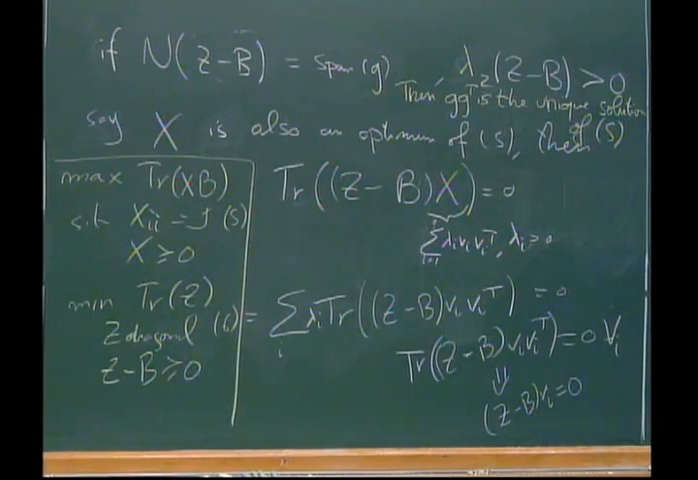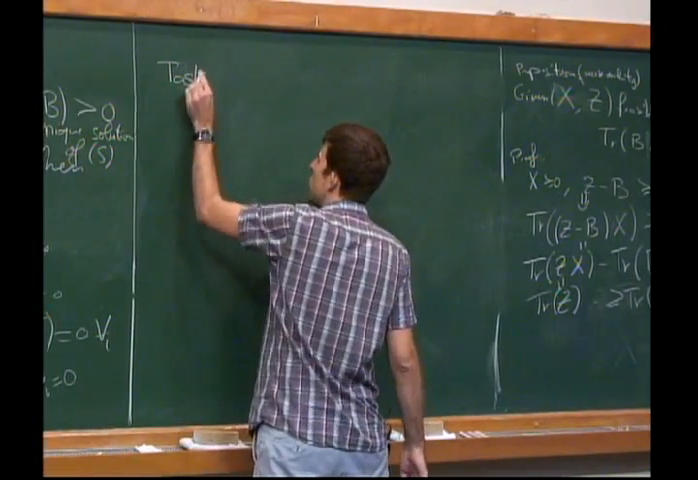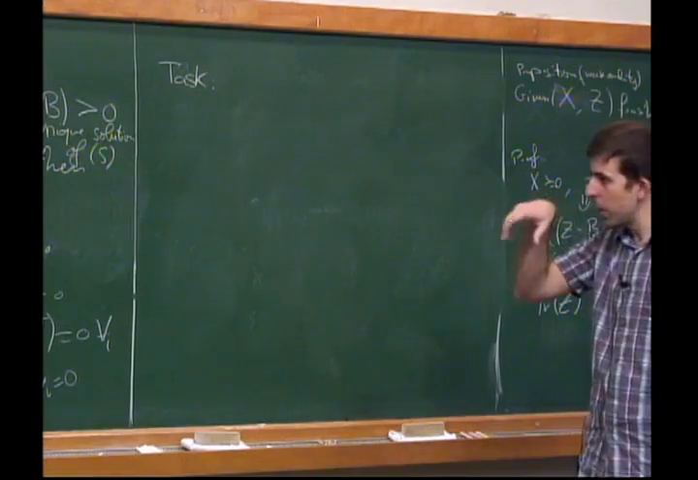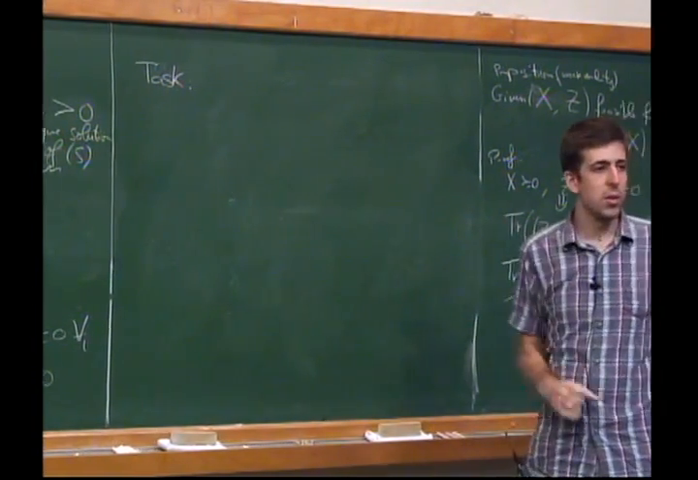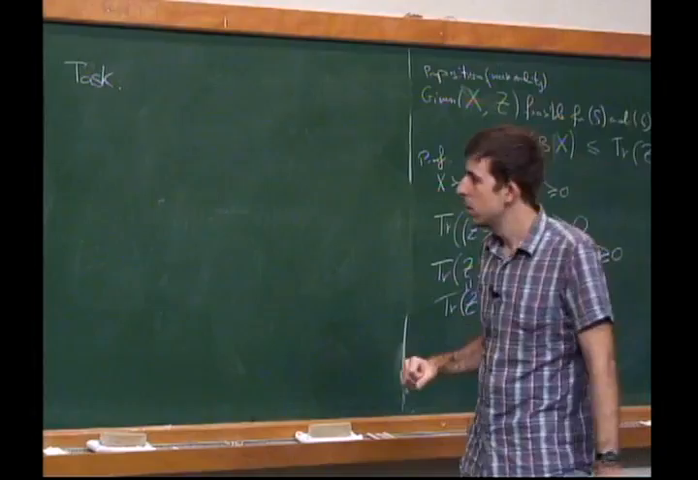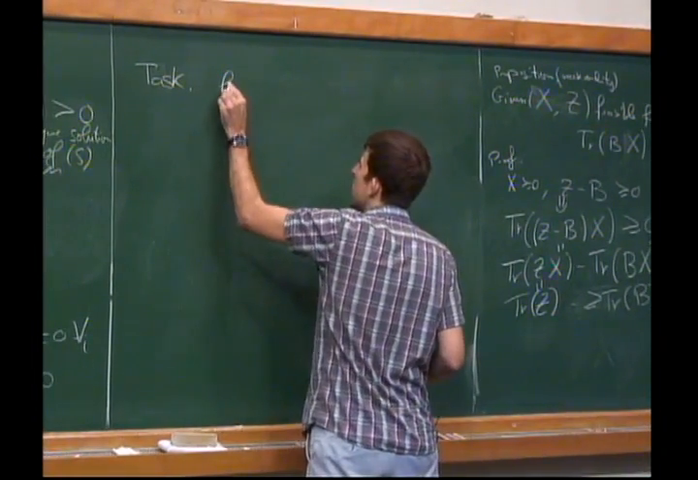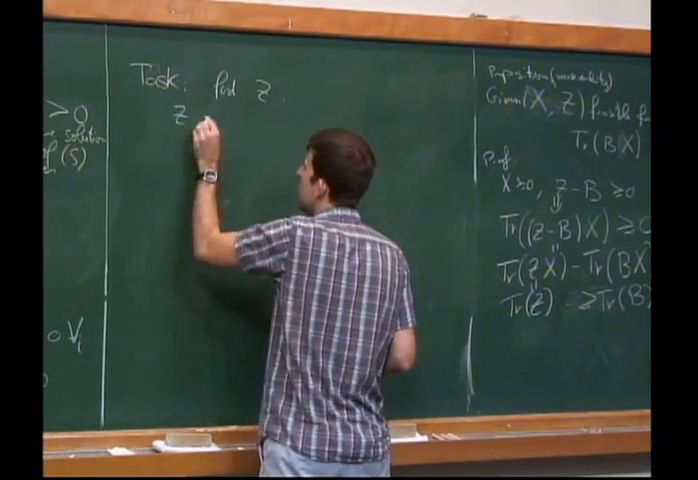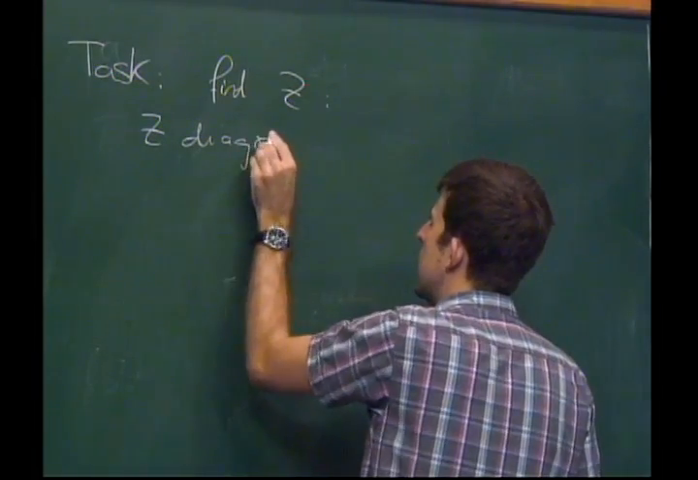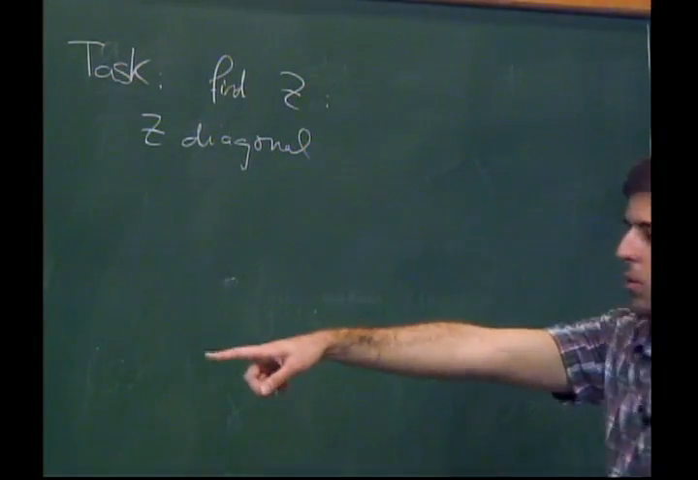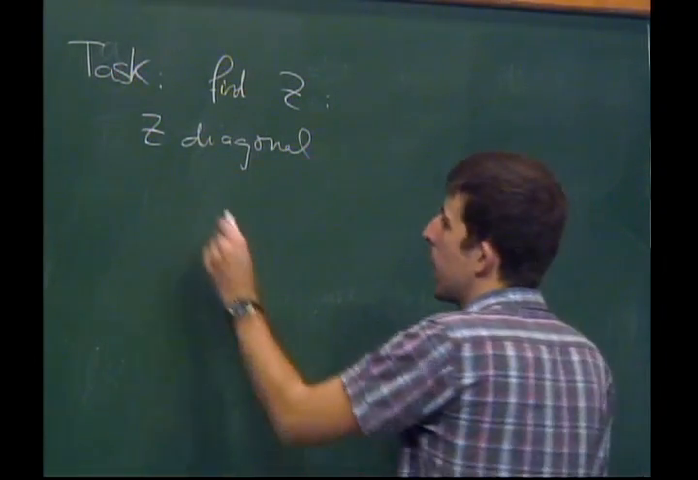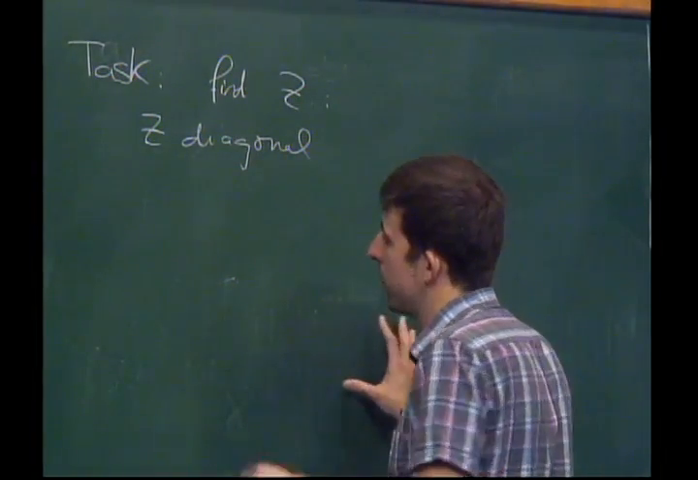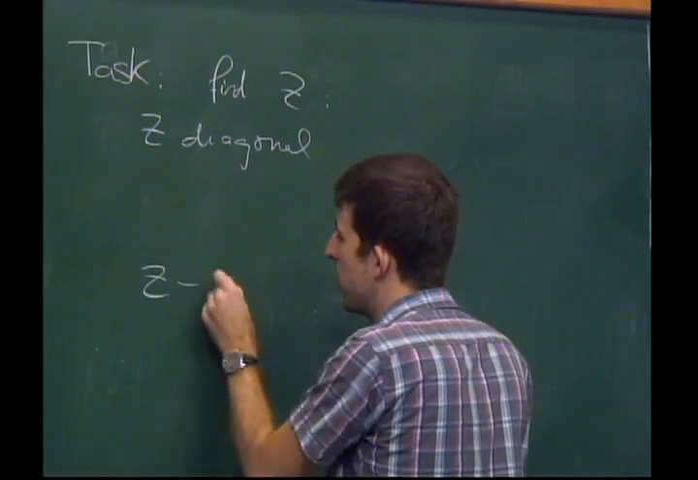Okay, any question? So what do I need to find? What is the task? We want to show that GG transpose is the unique solution. All we have to do is find Z satisfying all these things. So find Z such that Z needs to be diagonal. It needs to be a feasible point of 6. Z needs to be diagonal.